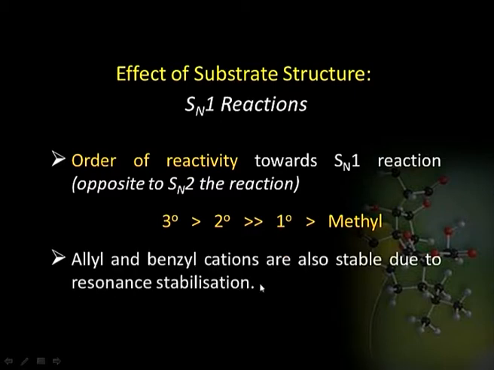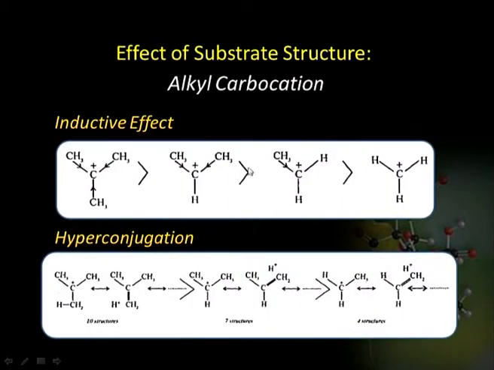The allyl and benzyl cations are also stable due to resonance stabilization. Therefore, they also show the SN1 mechanism, and that is what we did in our previous episode also, that alkyl carbocations, because of inductive and hyperconjugation effects, show extra stability. More the number of alkyl groups, more is the stability.